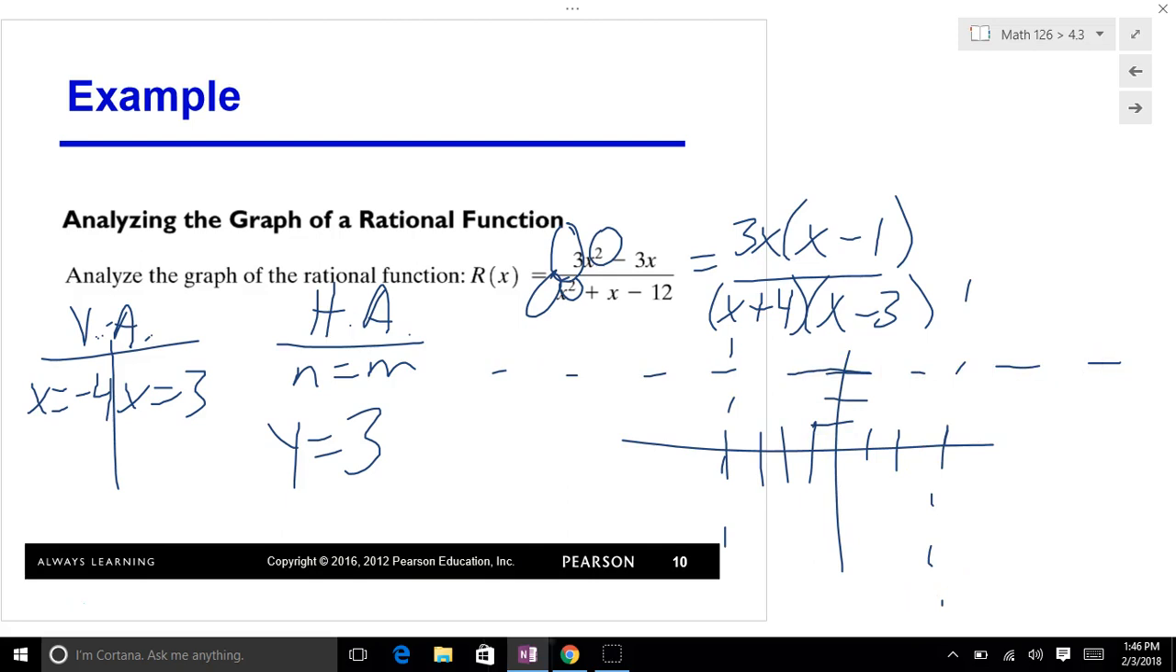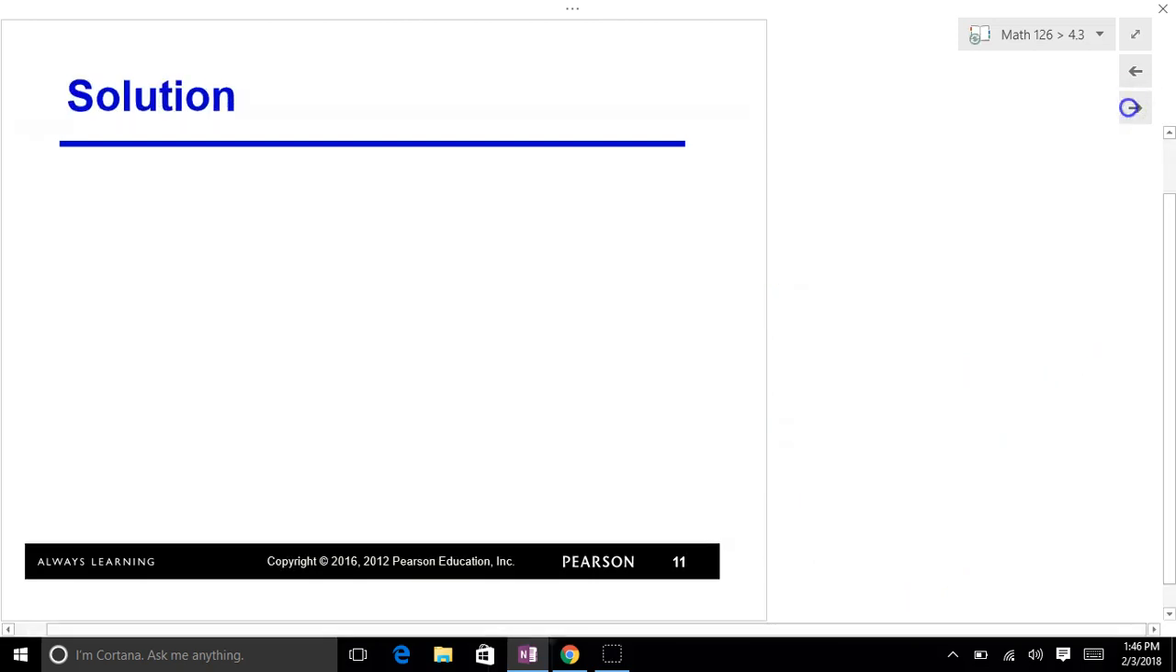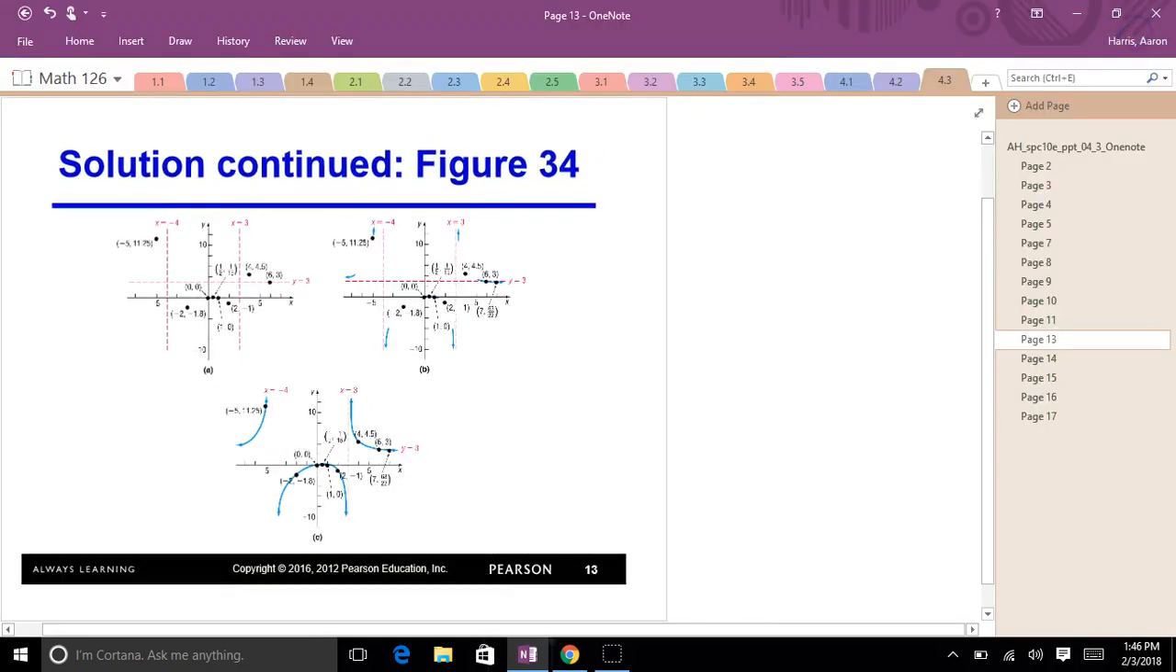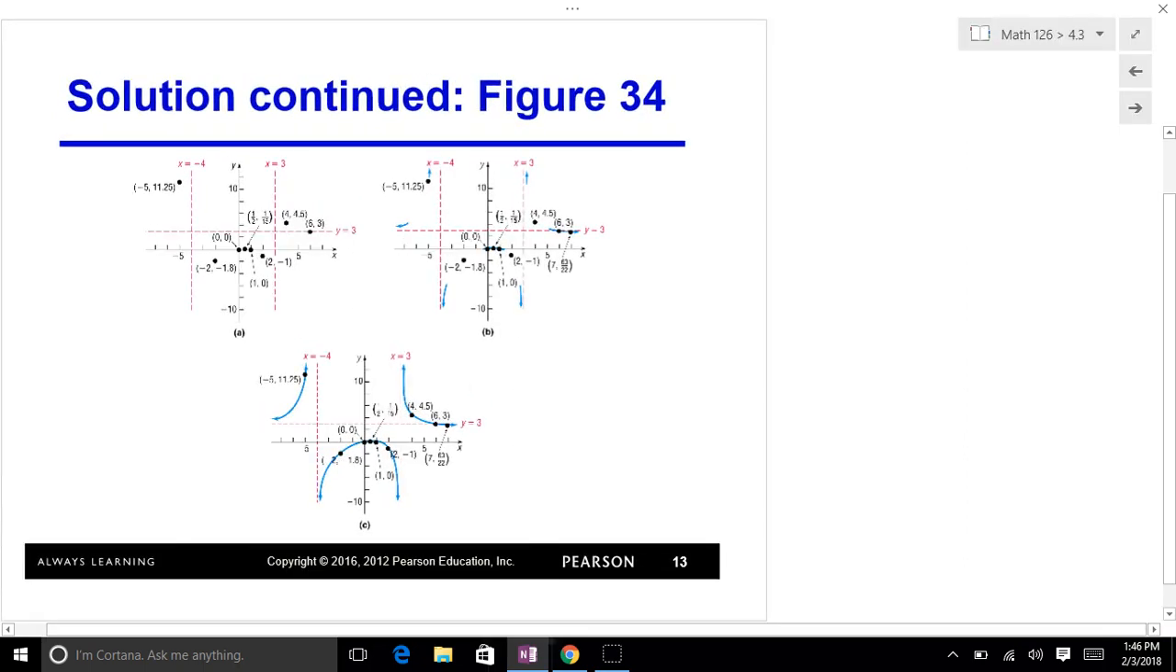And now we're going to plot some points. We're just going to plug values in for x. Okay. Blow this up a little bit. You can see here's our y equals 3, here's our x equals 3, here's our x equals -4. Now it's a matter of plotting some points. Plot points, plot points, plot points, until you see the function. Okay, plug them in for x, spit your y out.